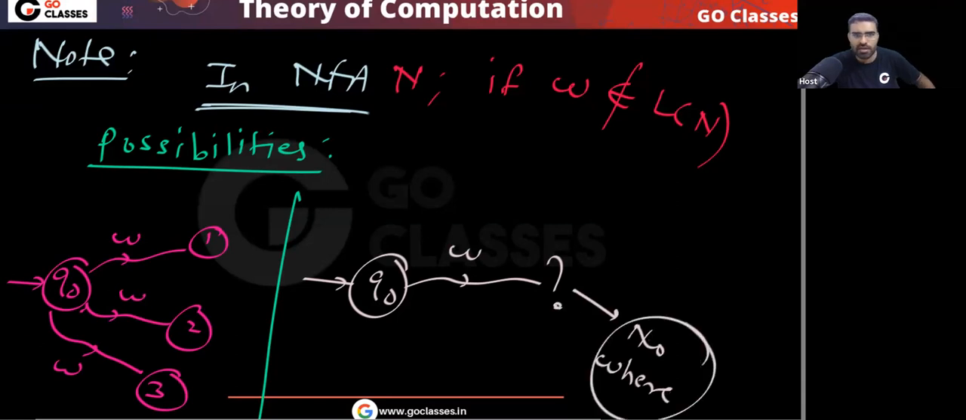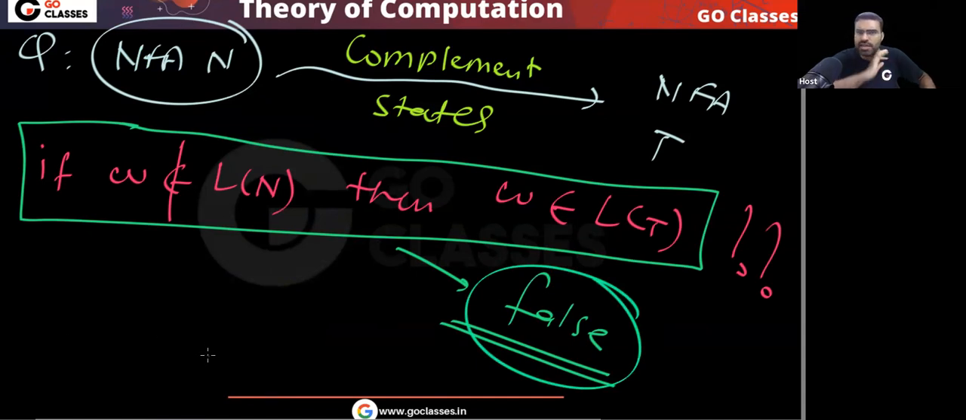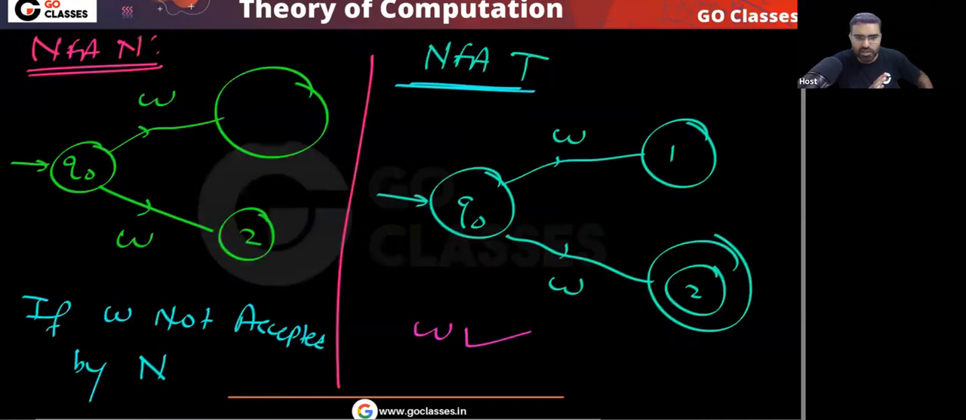Is this clear? Let me know. So these are the possibilities. So that is the reason. Remember, this statement is also false: if W does not belong to L of N, then W belongs to L of T. That statement is also false. So can you notice, if you complement the states in NFA, you cannot say anything about any string. This is the final, very important conclusion: if you complement the states in NFA, you cannot say anything about any string. You cannot say anything about the language. Absolutely nothing you can say.